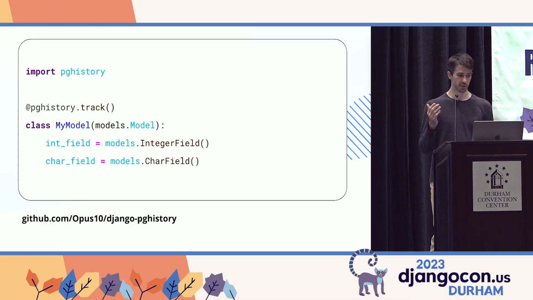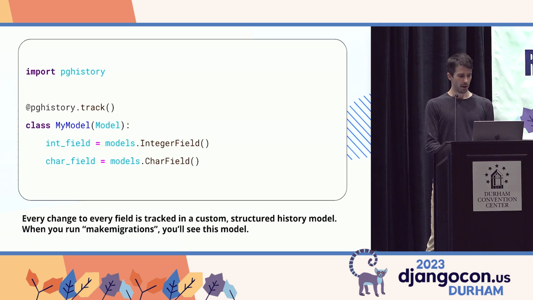So PG history in a nutshell, the way that it works, at least from a library perspective, is you install Django PG history, you add it to your installed apps like any other app, and going back to our original model definition, you just import it and do pghistory.track, and that's literally all you have to do. Once you have done this, what happens underneath the hood is the changes aren't tracked to some sort of model with JSON.